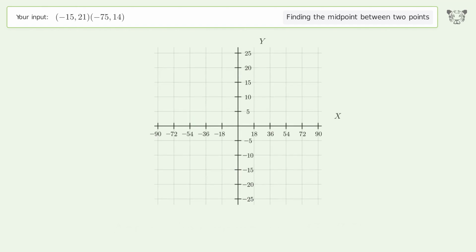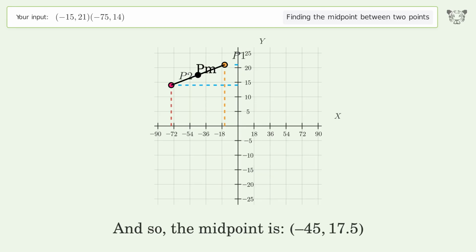And so, the midpoint is negative 45, 17.5.